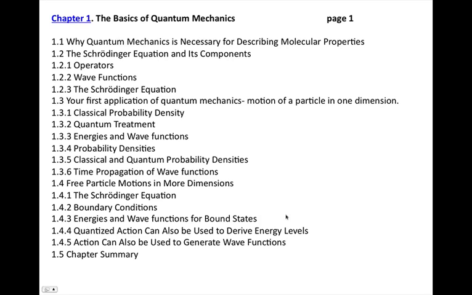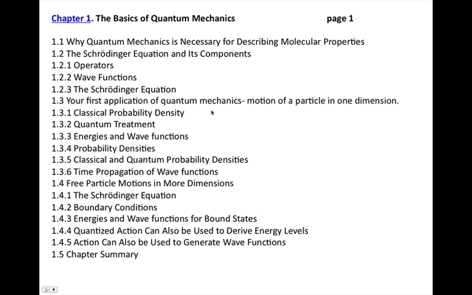So in Chapter 1, we deal with the basics of quantum mechanics, and this is fairly typical of the undergraduate quantum part of physical chemistry class. We want to know, why is quantum mechanics necessary for describing molecular properties? This involves knowing about the Schrödinger equation, which has in it operators, wave functions, the equation itself. It's a partial differential equation. Then there's some applications of this Schrödinger equation to particle motion in one dimension, so-called particle in a box.